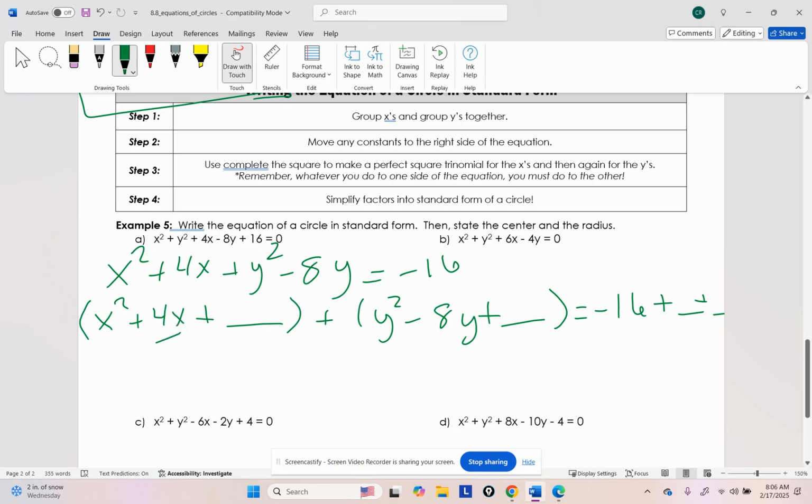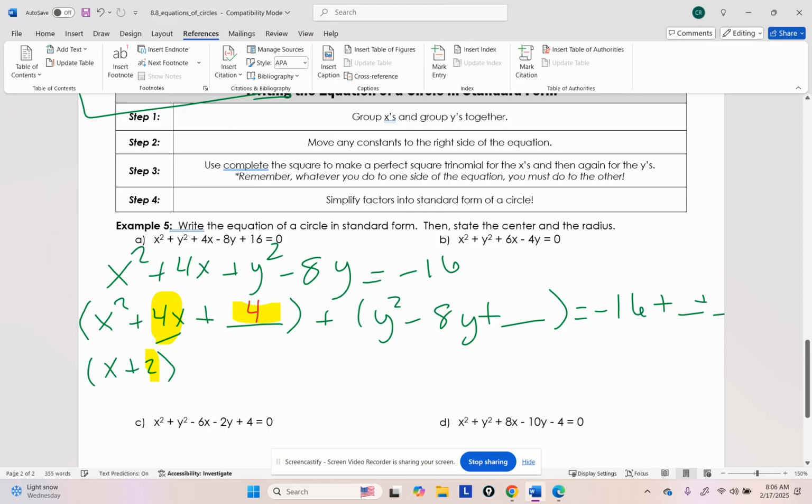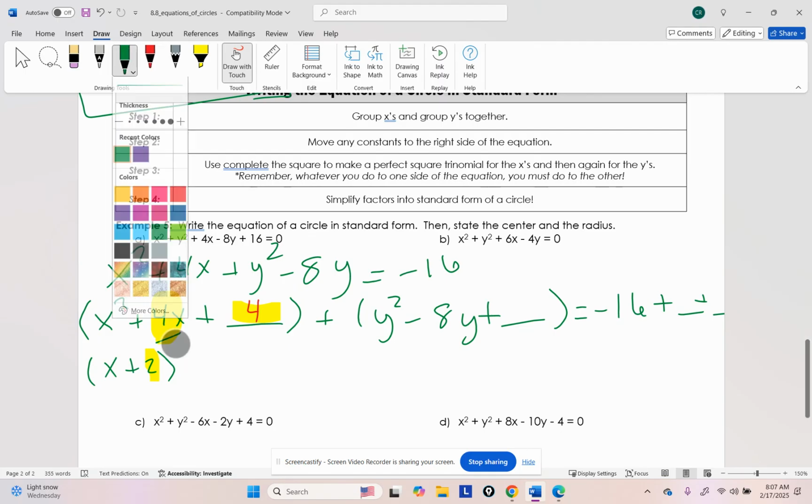Now, we're going to do this 4 right here. We want to take that 4 and divide it by 2, and 4 divided by 2 gives you 2. So since we know it's 2, we're going to do x plus 2 here. But even though we did 4 divided by 2 to get this 2, we're going to square this 2, and 2 squared gives me 4. So in the blank here, we're going to put 4. So x plus 2, squared, is going to be in the parentheses.